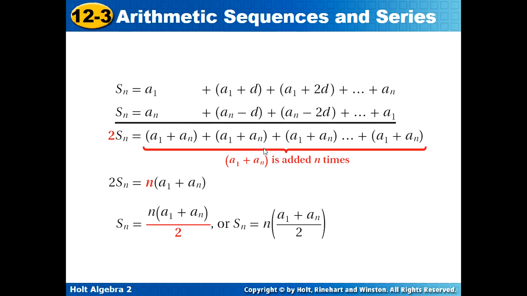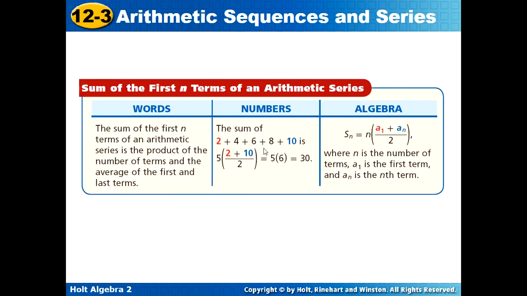So through this proof, we actually have a formula that we can come up with, that if we would spend more time on this, we could actually prove. But here is the formula for you. And so we've put it in a nice little chart for you. The sum of the first n terms of an arithmetic series is the product of the number of terms and the average of the first and last term.